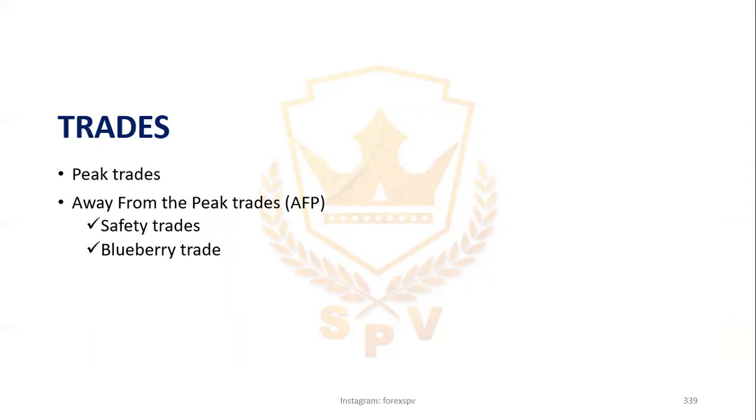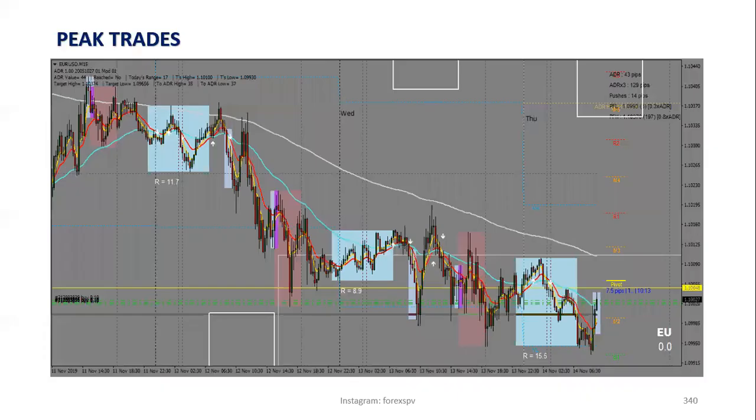So let's talk about trades now. We have peak trades and we have the AFP trades, which are away from the peak trades. Now let's start with the peak trades. And when we talk about the peak trades here, we'll be talking about the consolidation type of peaks.